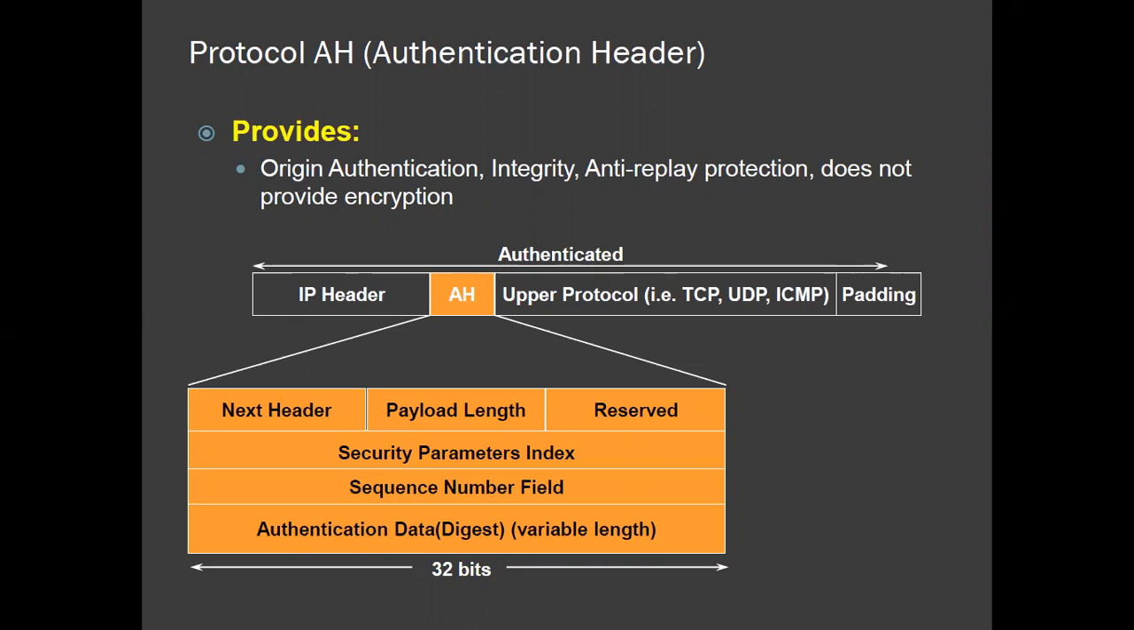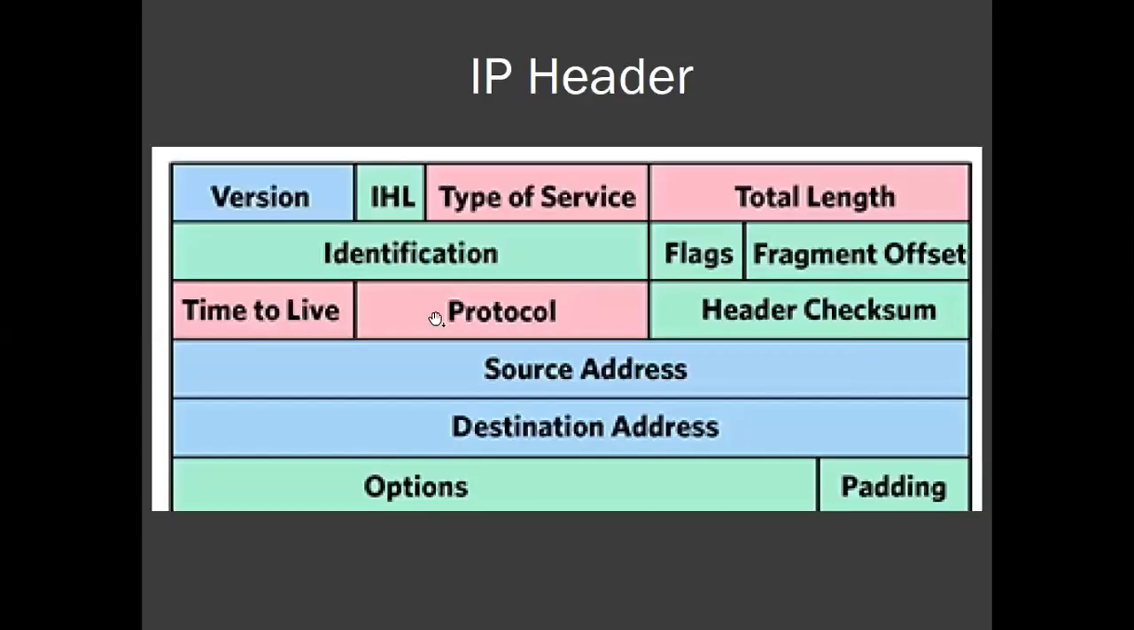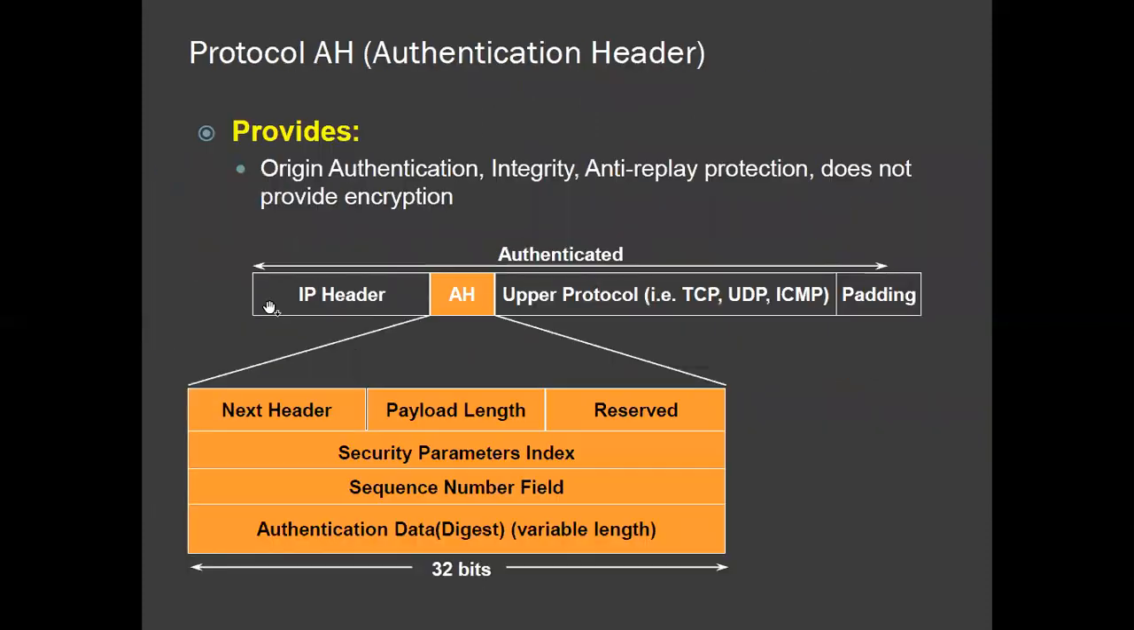So what fields in the IP header change during transmission? Here you can see in the IP header, we have the time to live field. This time to live field is the one which can change during transmission. At every hop, the TTL value will be reduced by 1. So this changing value will not be considered while calculating the message digest.